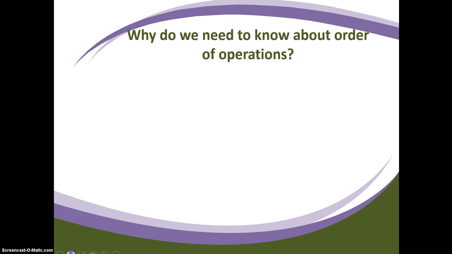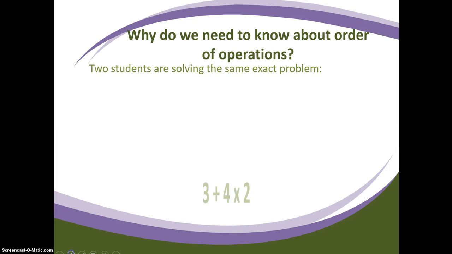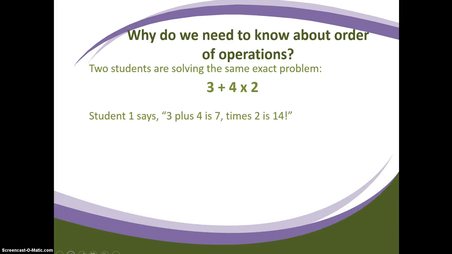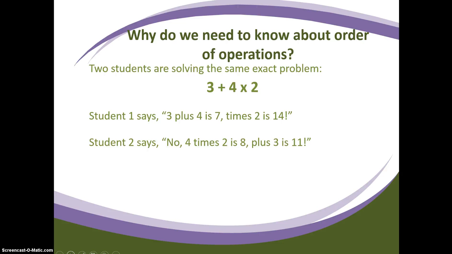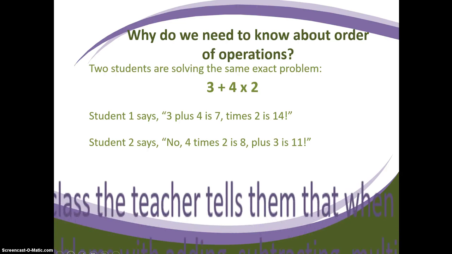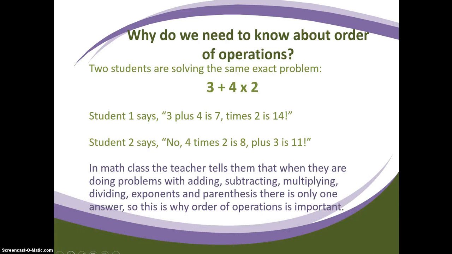So, why do we need to know about order of operations? Well, let's think about this. Two students are solving the exact same problem. 3 plus 4 times 2. One student says 3 plus 4 is 7 times 2 is 14. The other student says, no, 4 times 2 is 8 plus 3 is 11. So in math class, the teacher tells them that when they are doing problems with adding, subtracting, multiplying, dividing, exponents, and parentheses, there is only one answer. So this is why order of operations is important.